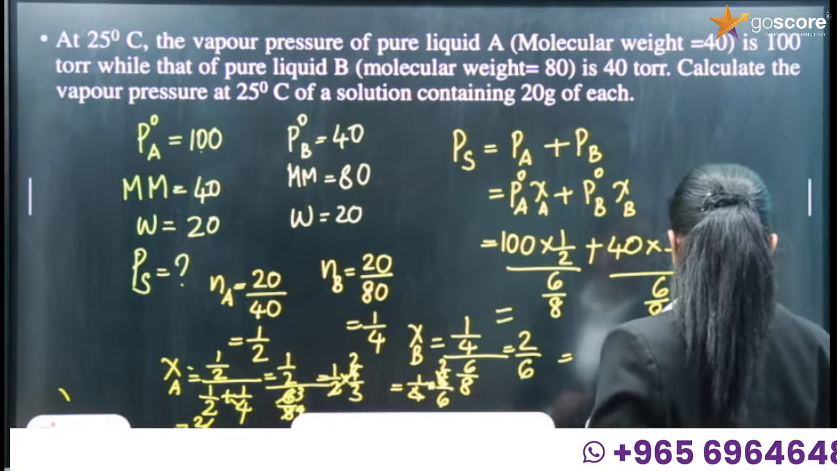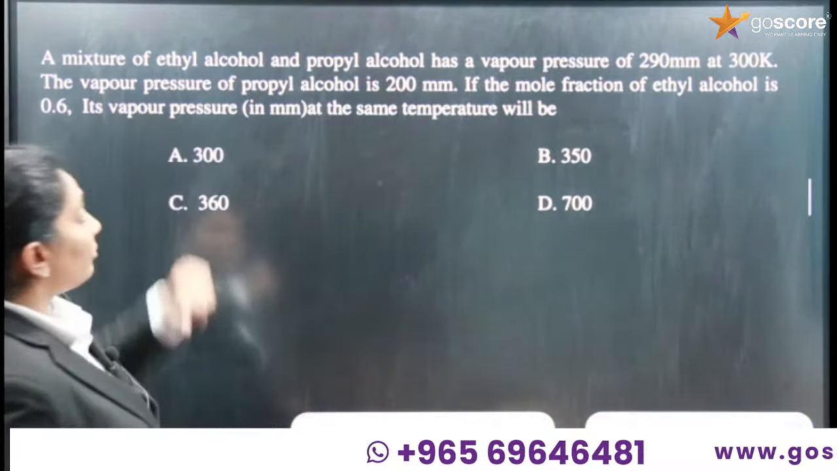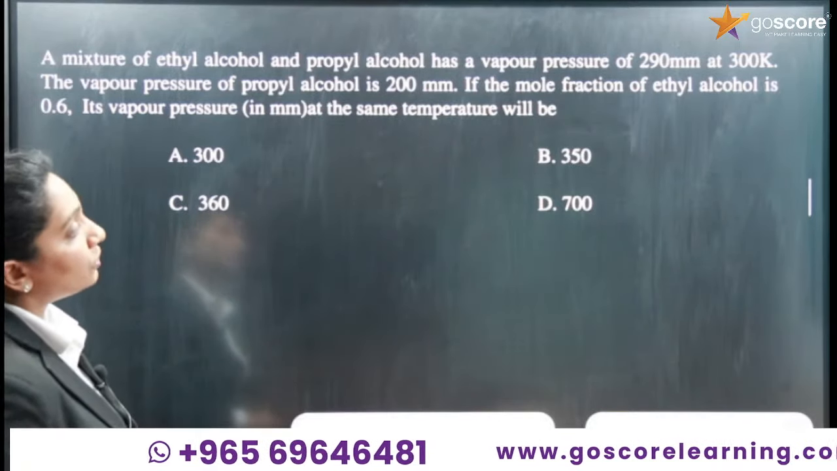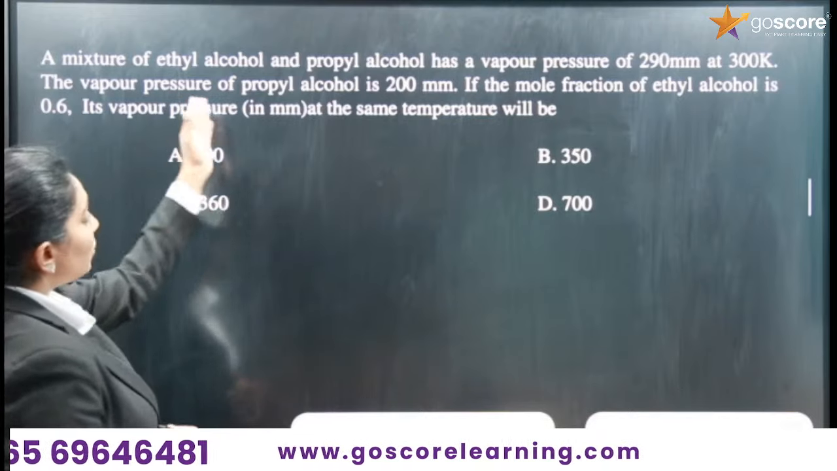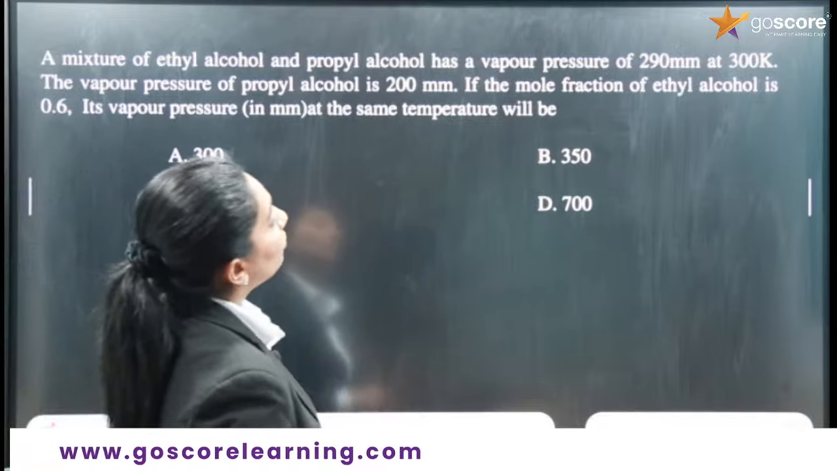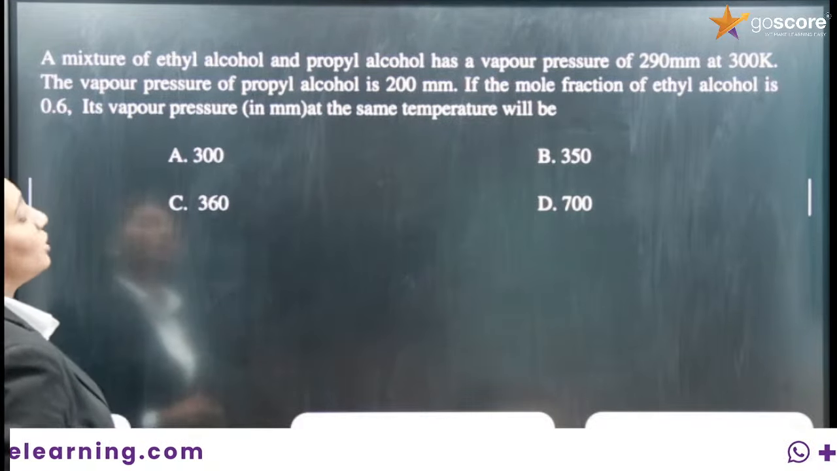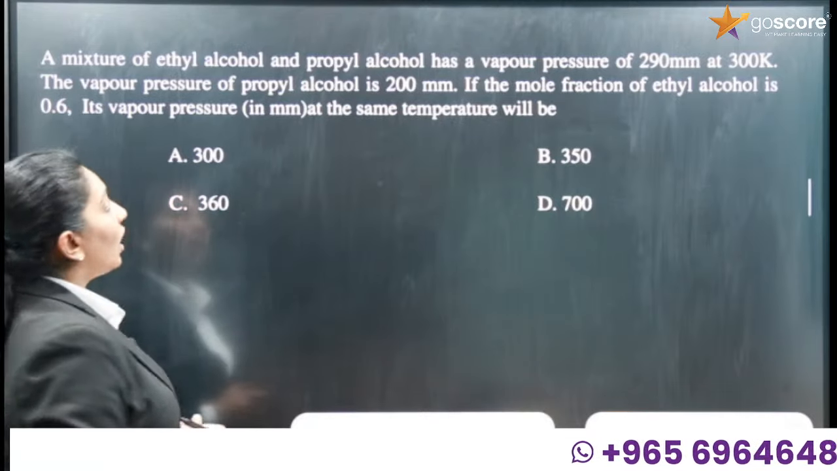Now we can move on to the next question, that is, a mixture of ethyl alcohol and propyl alcohol has a vapor pressure of 290 mm at 300 Kelvin. The vapor pressure of propyl alcohol is 200 mm. If the mole fraction of ethyl alcohol is 0.6, its vapor pressure in mm at the same temperature will be. So how will we find out?